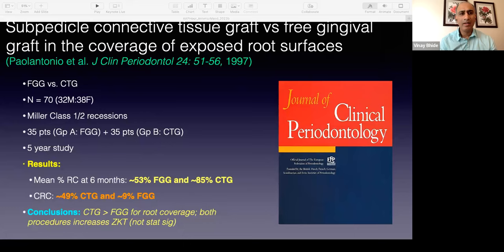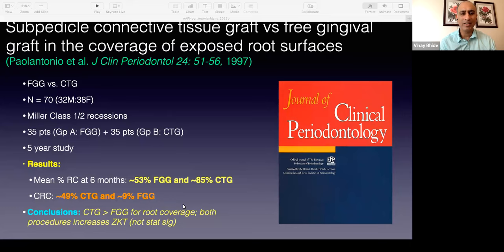The other study, by Paul Antonio in the late 90s, looked at more patients. They did a five-year study and concluded that mean root coverage, again, was much higher in connective tissue graft sites versus free gingival graft treated sites. And when they looked at predictability, at complete root coverage, almost 50% of the sites with connective tissue grafts had complete root coverage, and only about 10% with free gingival grafts did, which is in line with the study by Jankin and colleagues that I just showed you.